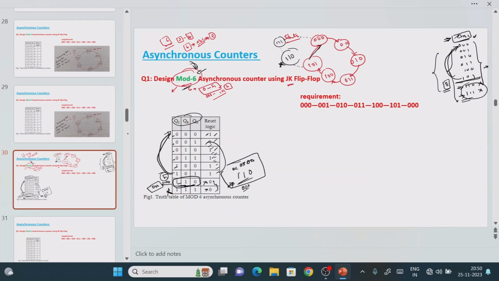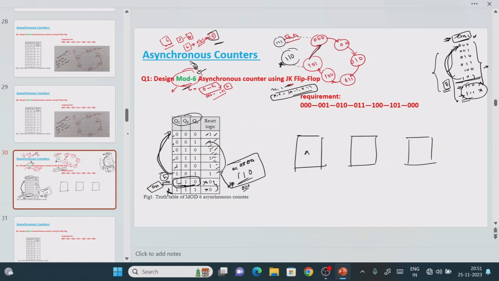So how many flip-flops are required? As we discussed, 3 flip-flops are required, right? In case of a T flip-flop, we just connect T equal to 1. In case of a JK flip-flop, we just connect J equal to 1, K equal to 1. That is the only difference in the circuit diagram. Remaining everything will be the same, right? So now how many flip-flops are required? 3 flip-flops, right? So I am taking the 1, 2, 3 flip-flops, simple.